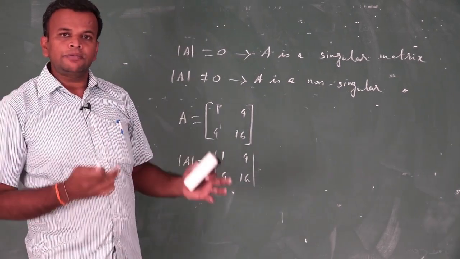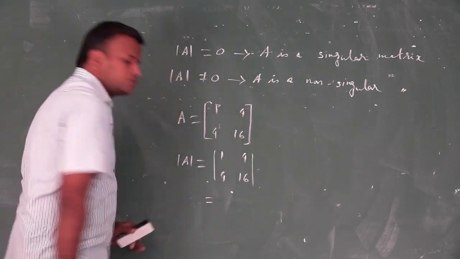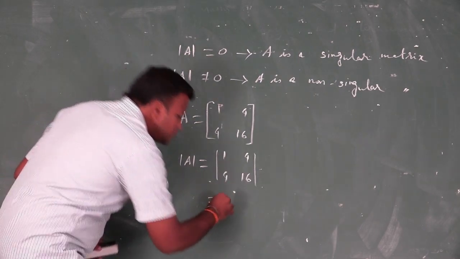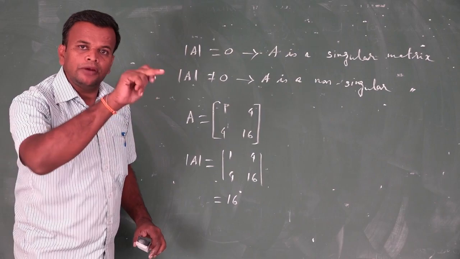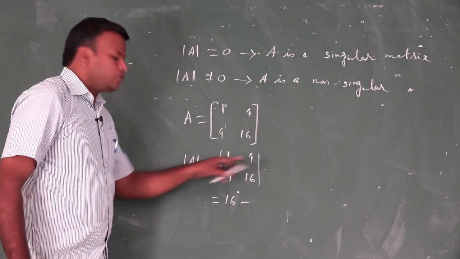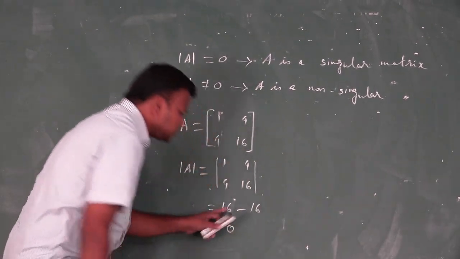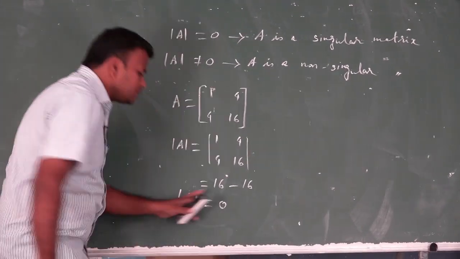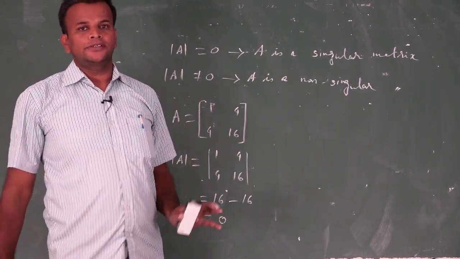Now to find the determinant, what is the first rule? We multiply the leading diagonal elements: 1 into 16, 1 16s are 16. The next step, we multiply the remaining two elements with a minus. So we put a minus. Now we multiply 4 4s, which are 16. 16 minus 16 becomes 0. Determinant A value is equal to 0. So A is a singular matrix.